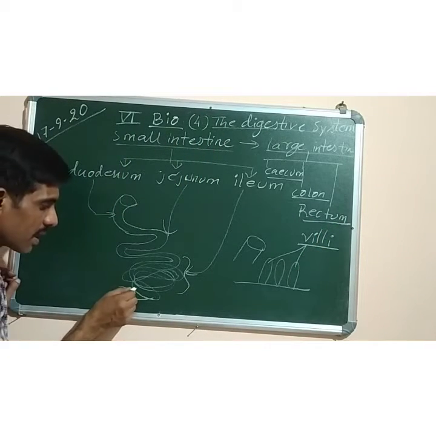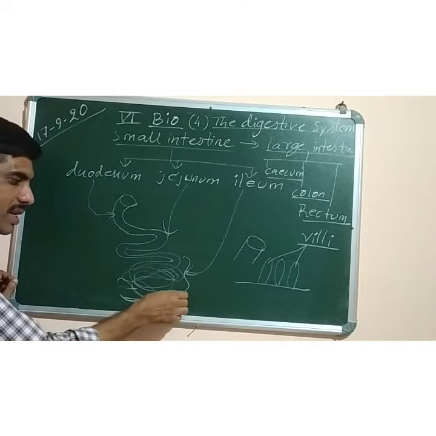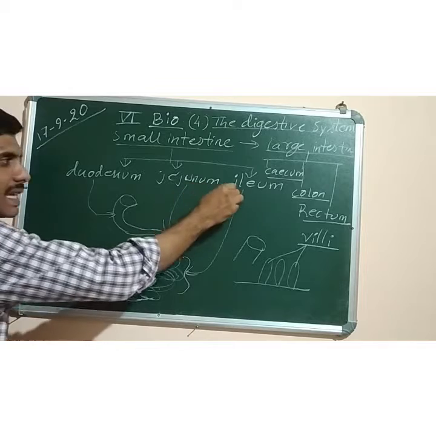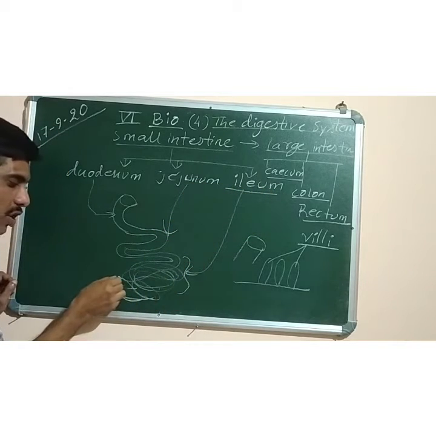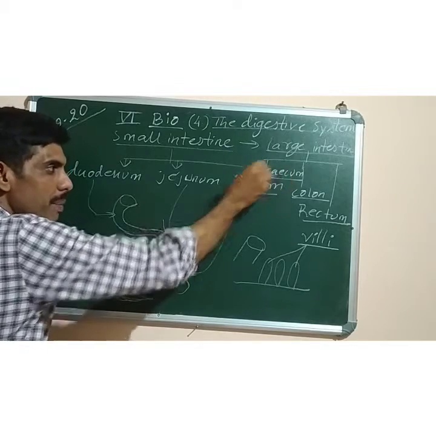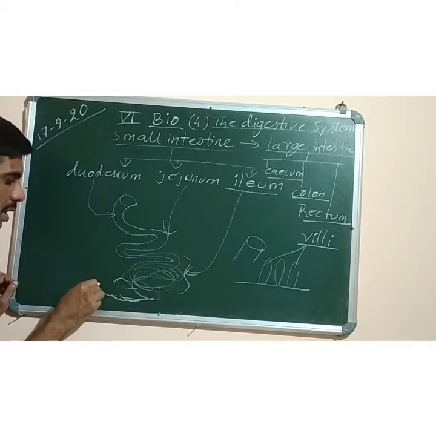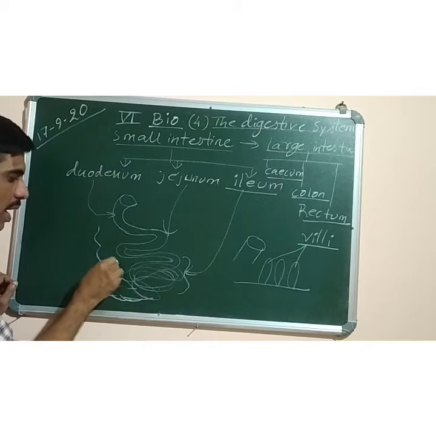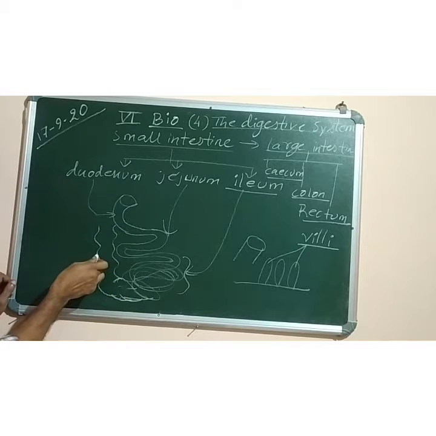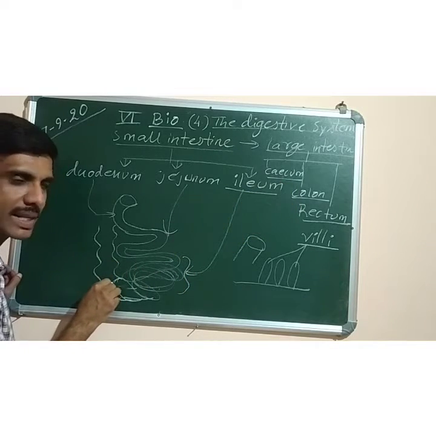So from here, that blind pouch means that place where the small intestine ends, that is the ileum will end. So it is a connection between the ileum and the caecum part of the large intestine. So that region is called caecum. Now it will enter into a long coiled tube that is called colon. So colon is the longest part of the large intestine.